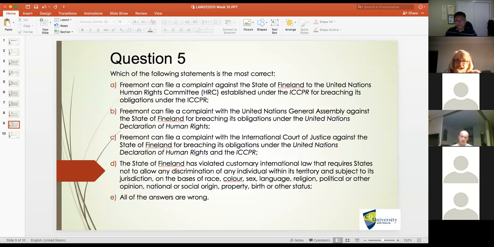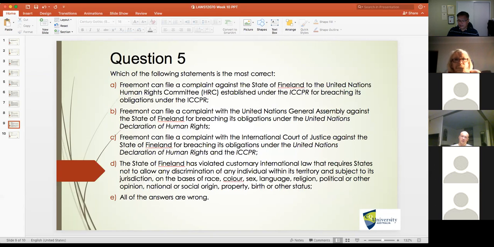Now, the example given by Kathleen about the European Court of Human Rights, for example, that would be different because a lot of the states which are members of the European Union would have signed a treaty creating the European Union. And it is on the basis of that particular treaty that the citizens of these state parties have the right to actually file a complaint with the European Court. So that's a different treaty altogether. Here, we're talking about the ICCPR.